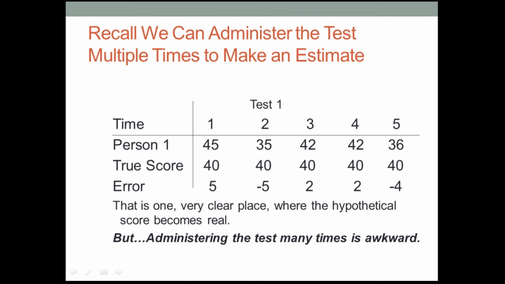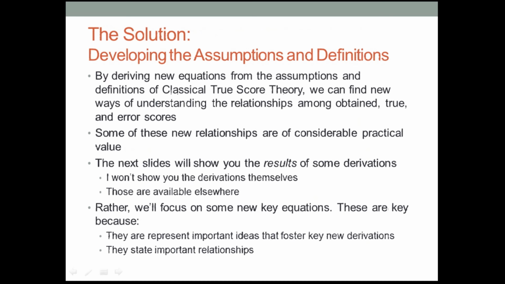But you know, administering a test 5 times is awkward. We have to get the person to come back 5 times. There may be practice effects and so forth. So if only we could derive an alternative to this, that would be helpful. And in fact, there are lots of derivations that we can make starting with those 5 assumptions. And I'm going to talk with you about some of those derivations today. We may not get all the way to the derivation that helps us calculate true scores without giving the test 5 times in a row, but we will get there.